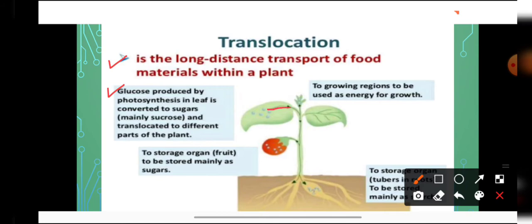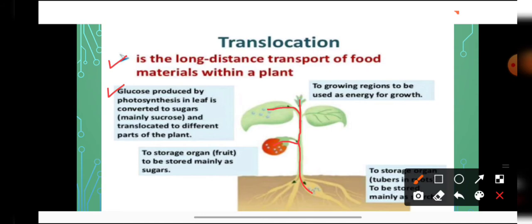So the sucrose which is synthesized within the leaves is translocated to storage organs, for example to fruit, where it will be stored mainly as sugar, or it is translocated to the upper meristematic part, to the growing regions where it will be used for the process of growth, or it is also translocated to the lower part of the plant body, that is to the roots, where again the food is stored. So these are the various regions where the food synthesized in the leaves is translocated.